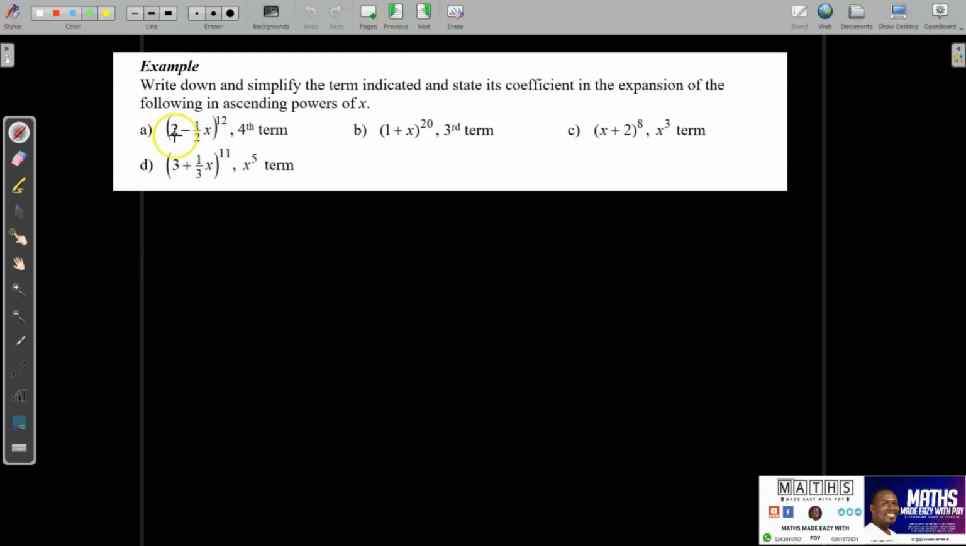So it means that immediately there's a switch. It means the powers will also change. Meaning, if I write the question as negative 1 on 2x plus 2, all raised to the power 12. In writing the expansion for this, automatically the first term, negative half x, will rather be decreasing in power, whilst the 2 will be doing what?